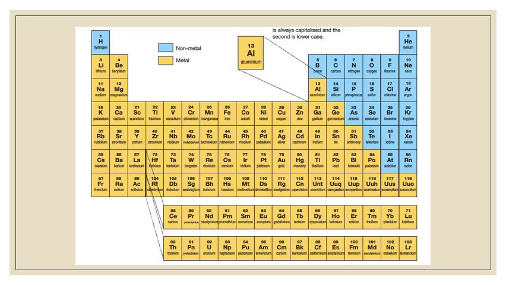In this particular periodic table, they have actually coloured in the metals with this yellow colour. So all of these with yellow are metal. And they've coloured the non-metals with the blue. So all these blues are non-metals.